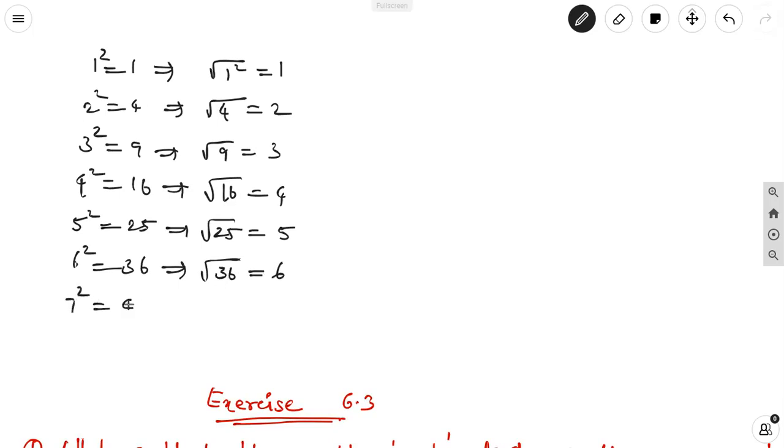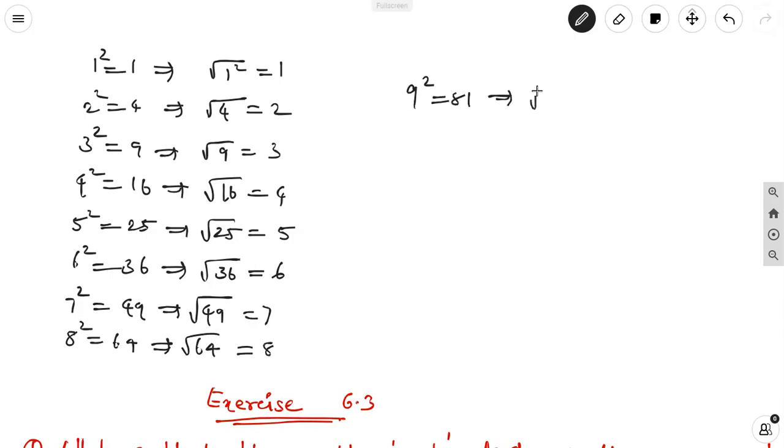7 squared equals 49, the square root of 49 is 7. 8 squared equals 64, the square root of 64 is 8. 9 squared equals 81, the square root of 81 is 9. 10 squared equals 100, the square root of 100 is 10.